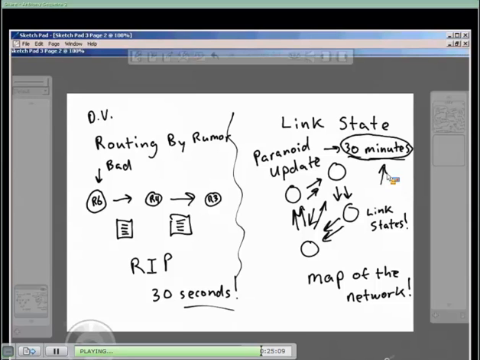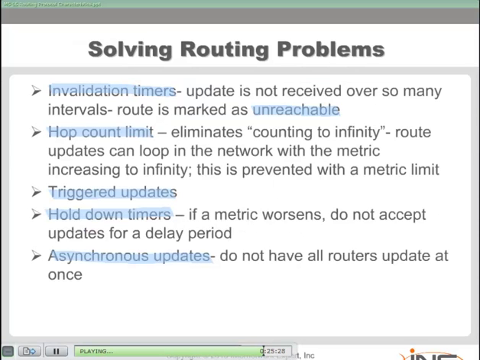So this is a neat approach, and we like to call this asynchronous updating. We want to make sure there's some safety mechanism in place so that routers don't all update themselves at the same time. And a great example of that is with the paranoid update procedure that we have in OSPF.